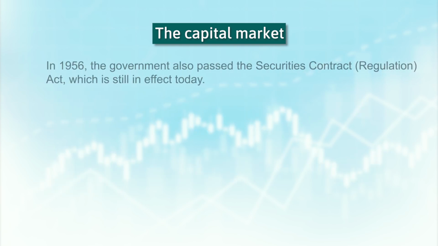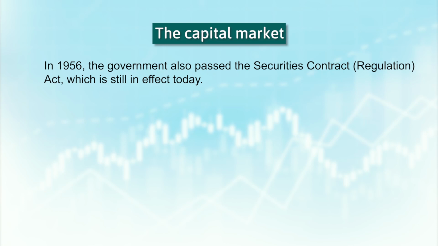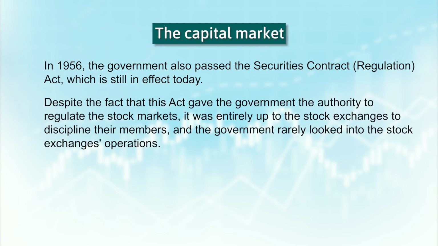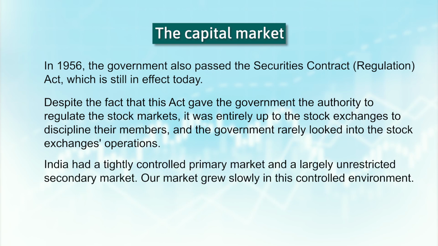In 1956, the government also passed the Securities Contract Regulation Act, which is still in effect today. Despite the fact that this act gave the government the authority to regulate the stock markets, it was entirely up to the stock exchanges to discipline their members, and the government rarely looked into the operations of the stock exchanges. India had a tightly controlled primary market and a largely unrestricted secondary market. Our markets grew slowly in this controlled environment.